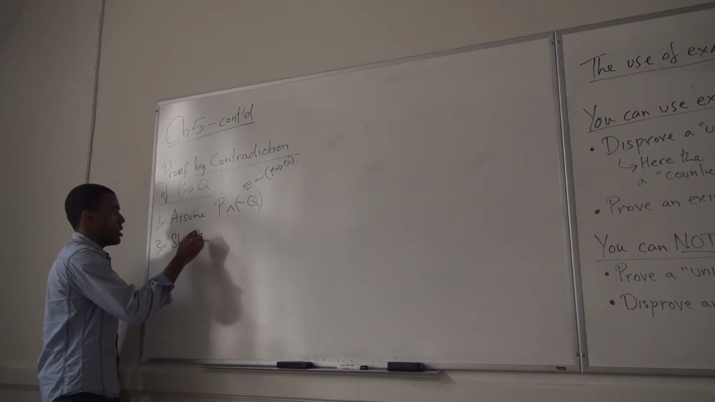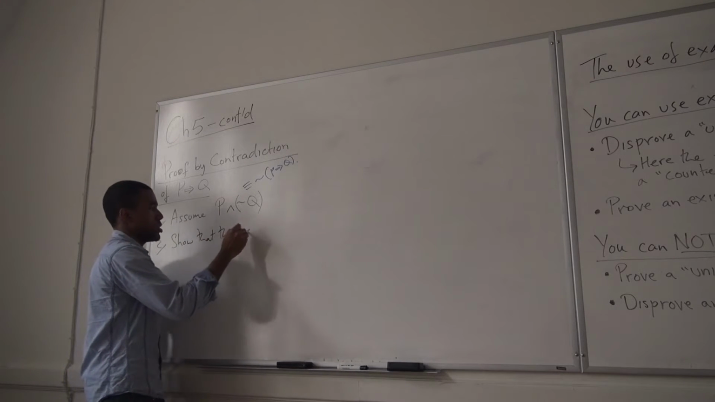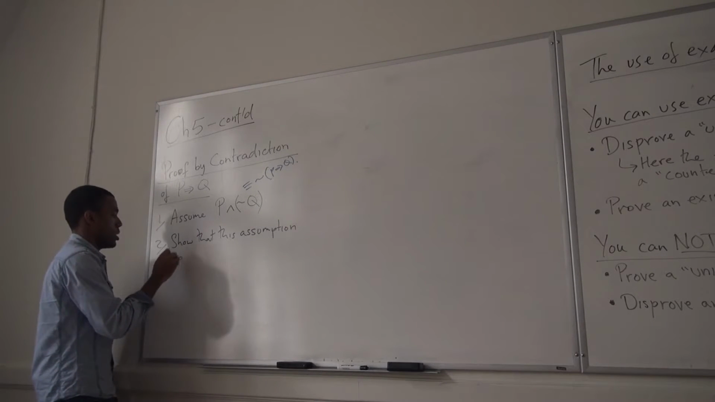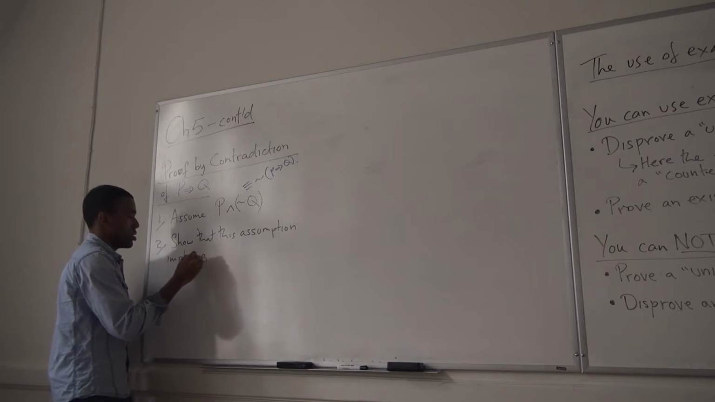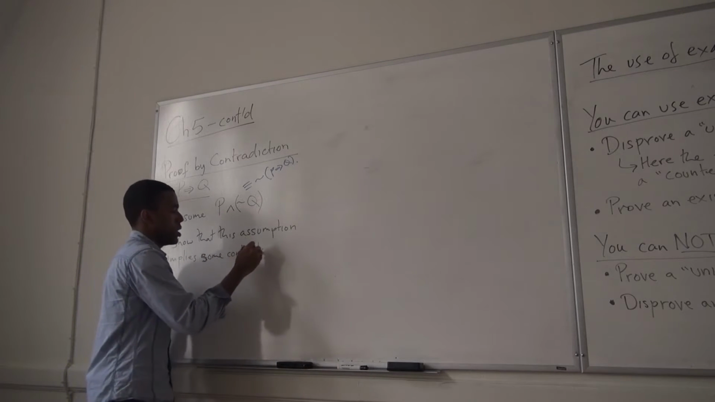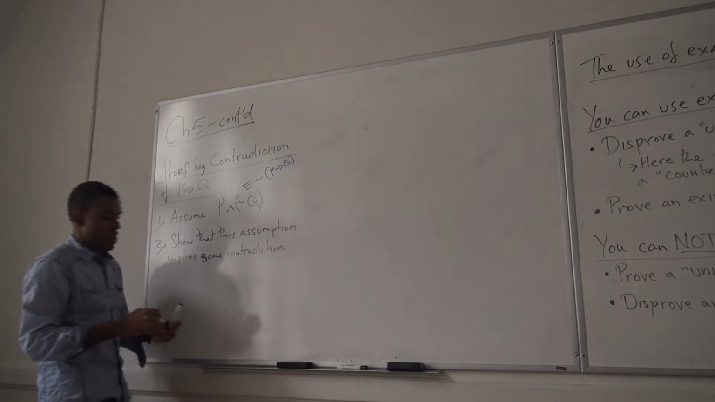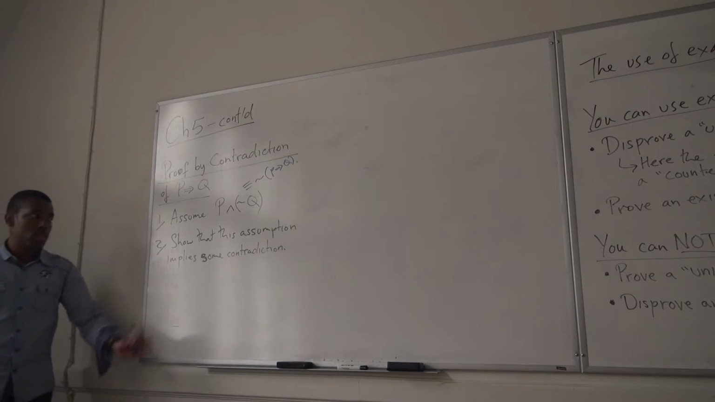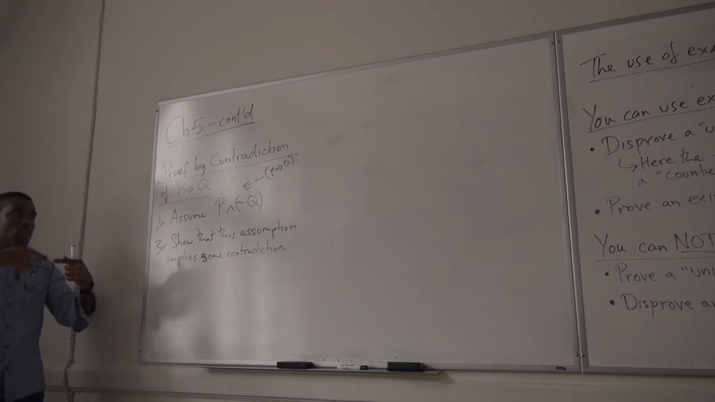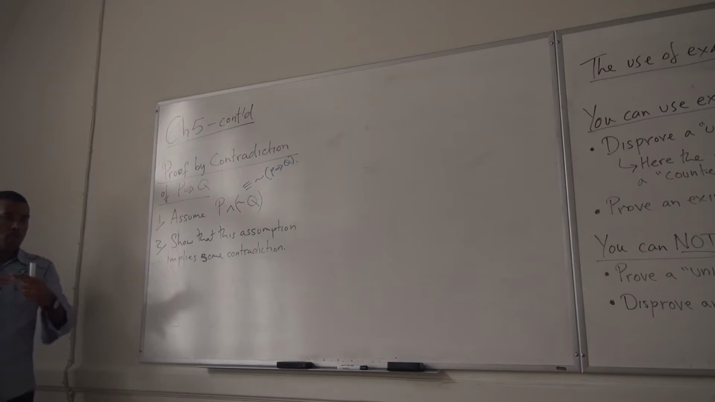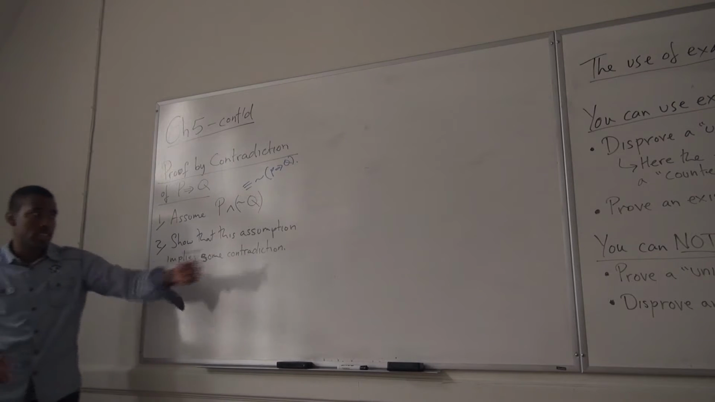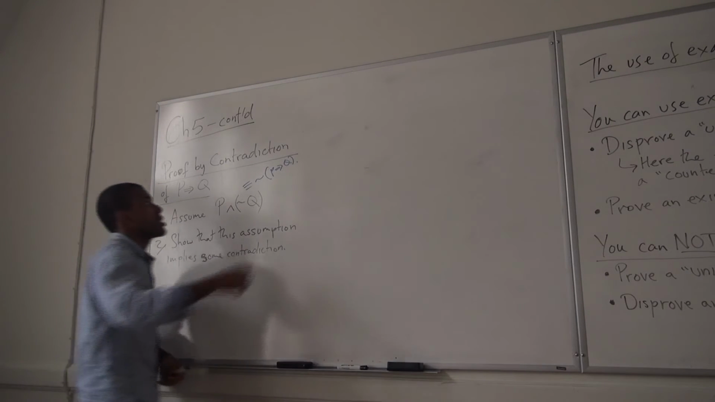Show that this assumption implies some contradiction. And the contradiction can be anywhere. Anywhere in all of math that breaks down because of this assumption is good. Sometimes it'll be very close to home, right in your proof. If you contradict some previous assumption, that's good enough. But if you break something elsewhere, that's also fine. Right? So the contradiction is in the general sense.